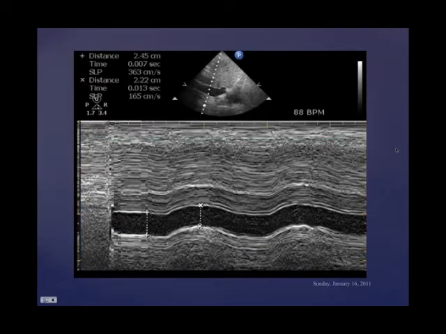Then on to the IVC. You can see here this is inspiration and expiration, and it's a big IVC, okay, it's over 20 millimeters, and it doesn't change, it doesn't collapse with inspiration. So this means that there are high right-sided pressures.